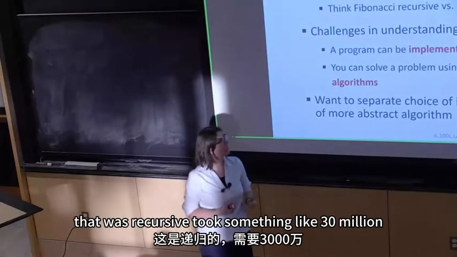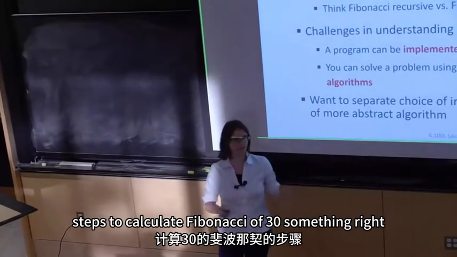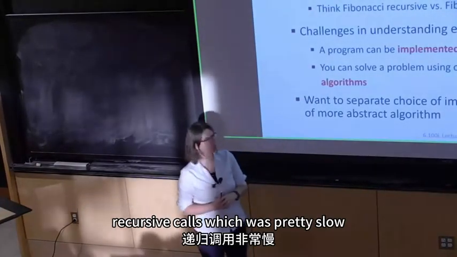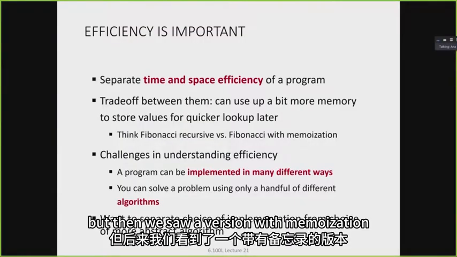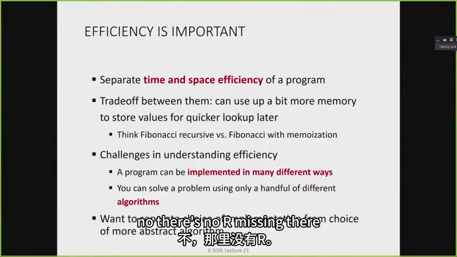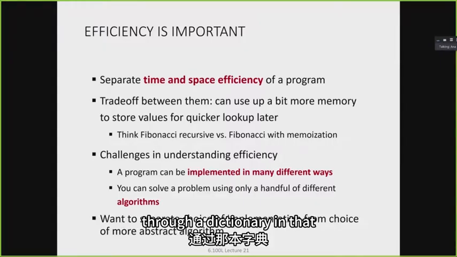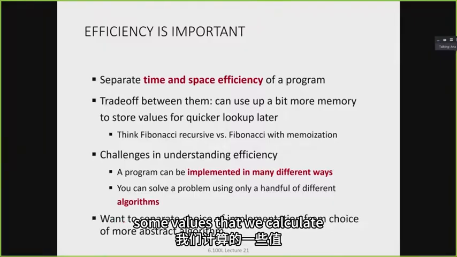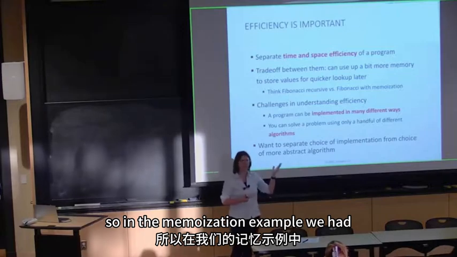That recursive program took something like 30 million steps to calculate Fibonacci of 30-something, right? It was 30 million recursive calls, which was pretty slow. It took a couple seconds to run. But then we saw a version with memoization. Now, there's no R missing there. It's just memoization, the process of keeping a memo through a dictionary in that particular case. The memoization idea was that we would take some values that we calculate, and as we calculate them, store them in the memo.